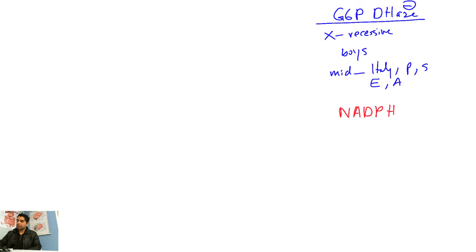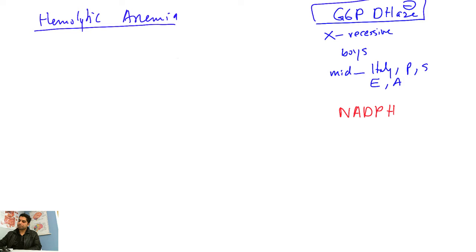Okay. What is the disease called? Glucose 6-phosphate dehydrogenase deficiency. But you can call it anemia. Hemolytic anemia. But this hemolytic anemia is caused by what? It's not caused by pyruvate kinase. It's caused by glucose 6-phosphate dehydrogenase deficiency. So that's what the disease is called. Okay. Now, let's see how it develops anemia.